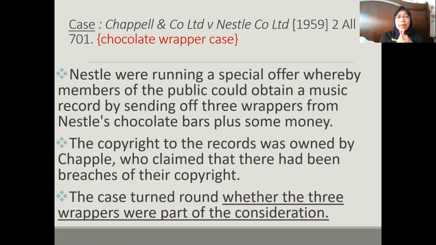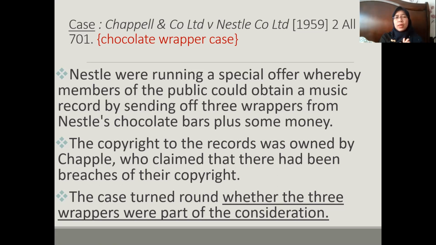What happened was that Nestle, the company, was running a special offer whereby members of the public could obtain a music record. How to get the free music record here: by sending off 3 wrappers from Nestle's chocolate bars and some money. The copyright to the records was owned by Chappell. And Chappell said that by doing so, there was a violation of copyright, a breach of their copyright. They are the ones who own the copyright.